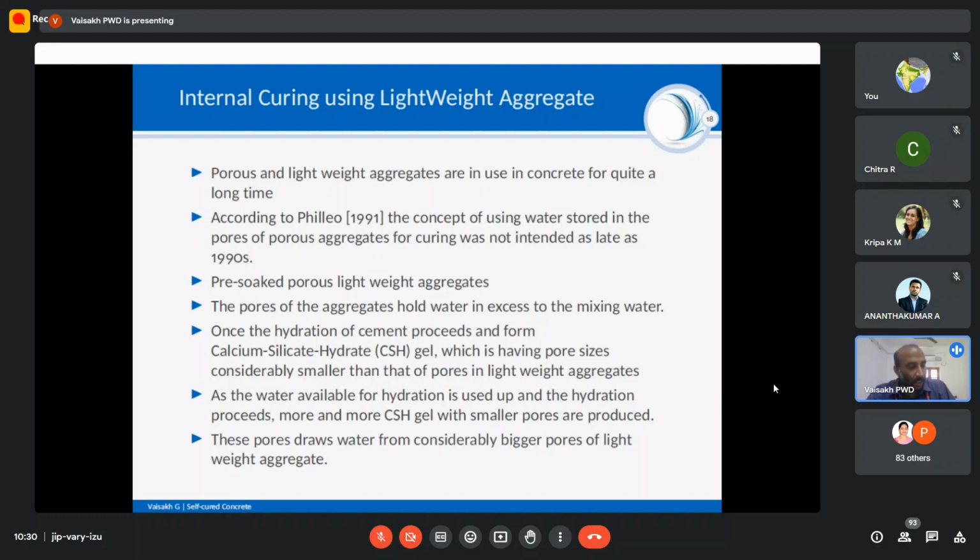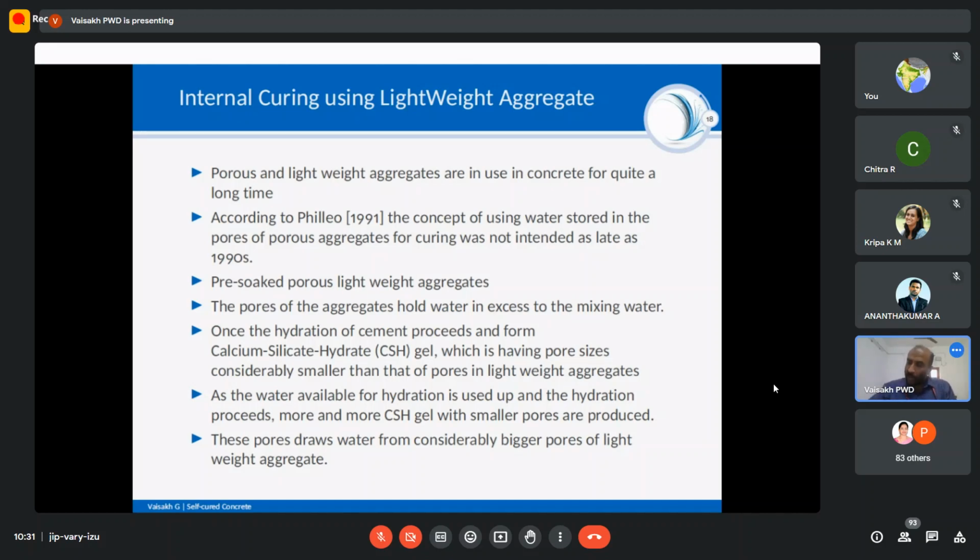Next is internal curing using lightweight aggregate. So pre-soaked porous lightweight aggregate can create and hold water reservoirs inside the mass of concrete, which can be used for hydrating cement once the free water is used up. The process is very simple.